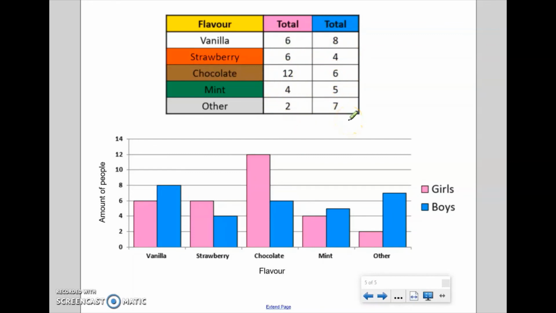Okay, very well done. If you were able to produce 3 good, accurate bar charts, then that is fantastic. You've shown a very good understanding of interpreting and drawing bar charts.